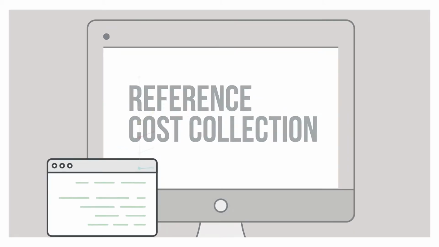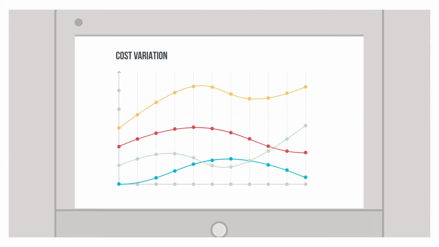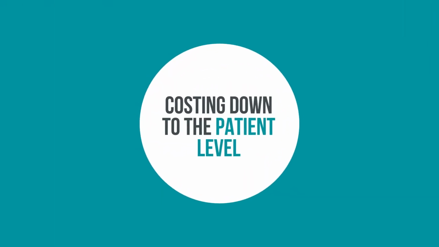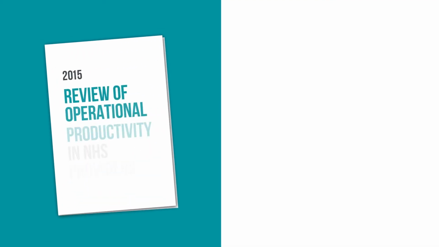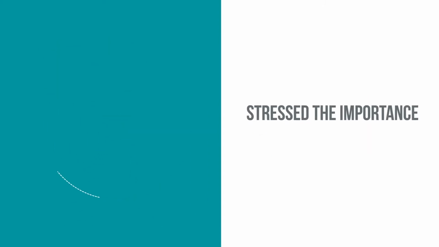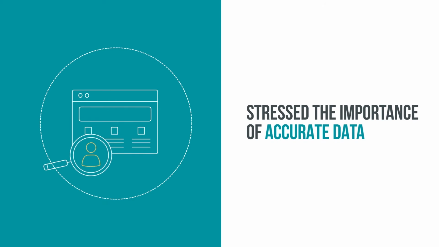However, this process led to a wide variation in the cost of providing a service, and in some cases meant that the income an organisation received was less than the actual cost of providing it. Costing down to the patient level. In 2015, Lord Carter's review of efficiency in hospitals outlined the huge inconsistencies in the approaches to costing in the NHS. It also stressed the importance of accurately reporting data.